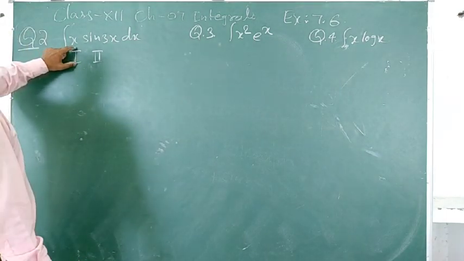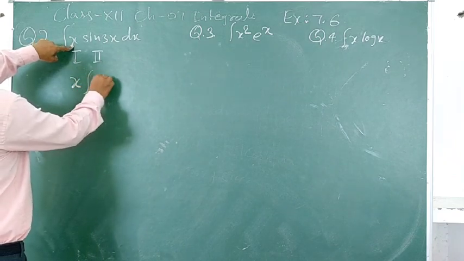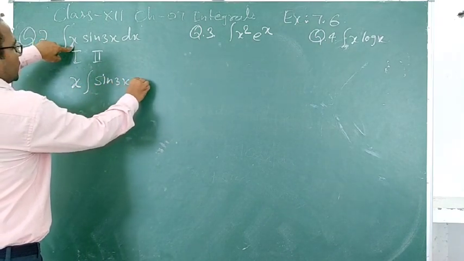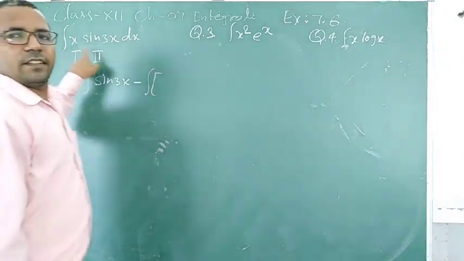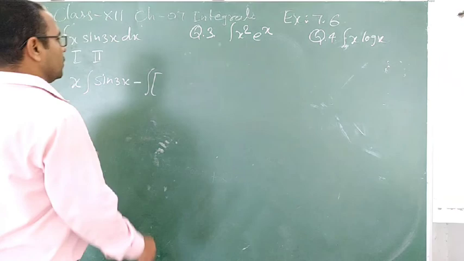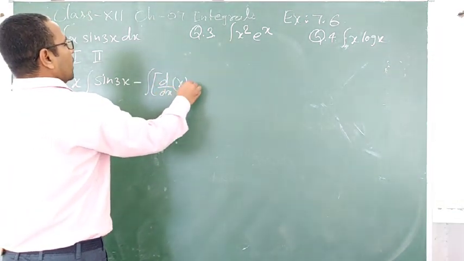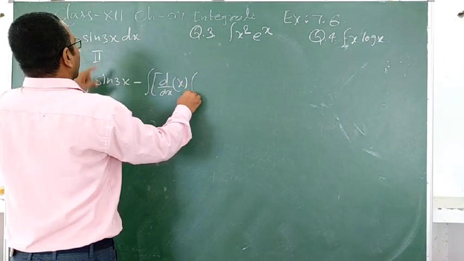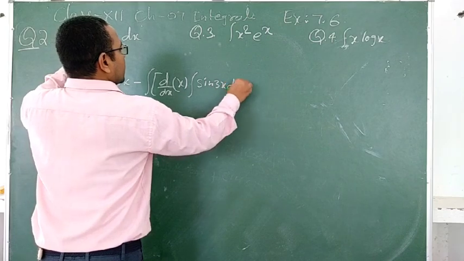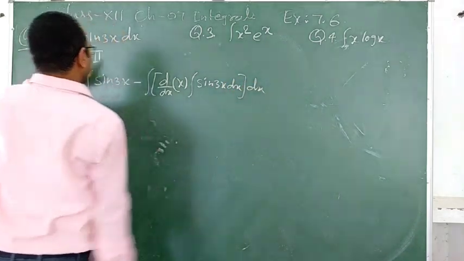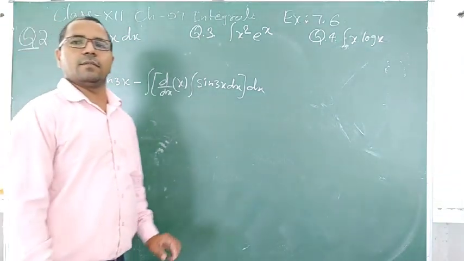So what is here? First function, integral of second function, that means the sin 3x, minus integral of the differentiation of the first function. The differentiation of the first function you will get 1. So d by dx, just I am writing this one, dx by dx, and integral of the second function, that is sin 3x dx, and close the bracket and use the dx. So now first function, integral of sin 3x, sin x integral minus cos x.